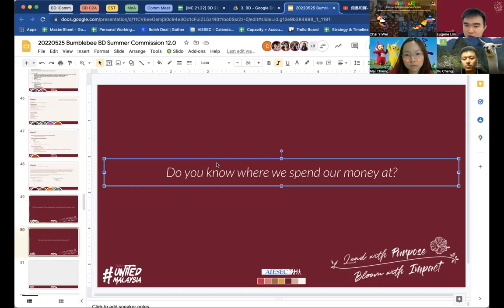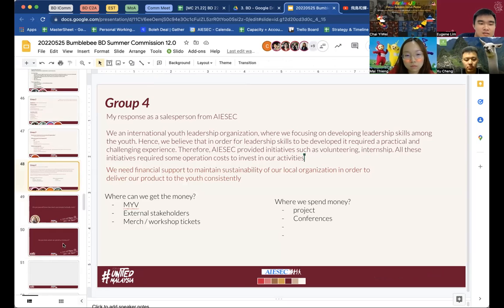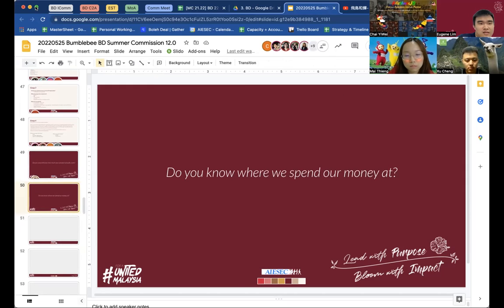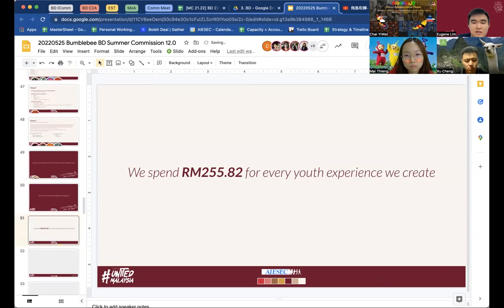Then do you know where we spend our money? I think you guys answered here already. So let's go towards the next slide. For you to know, we actually spend Ringgit Malaysia 255.82 for every youth experience we create. This is just for MYV virtual. I'm not including the EVA amount and MYV hybrid, which is another amount. You can check with your respective FL, but today I'll focus on MYV virtual. The concept is the same, but I'm only pointing out the MYV virtual amount for everyone.